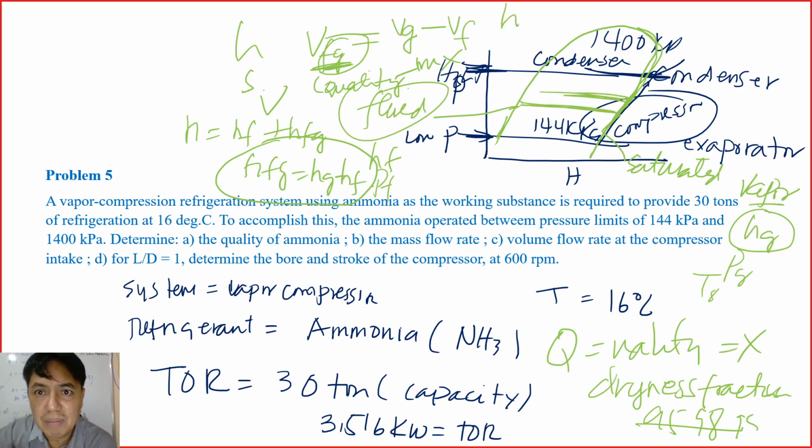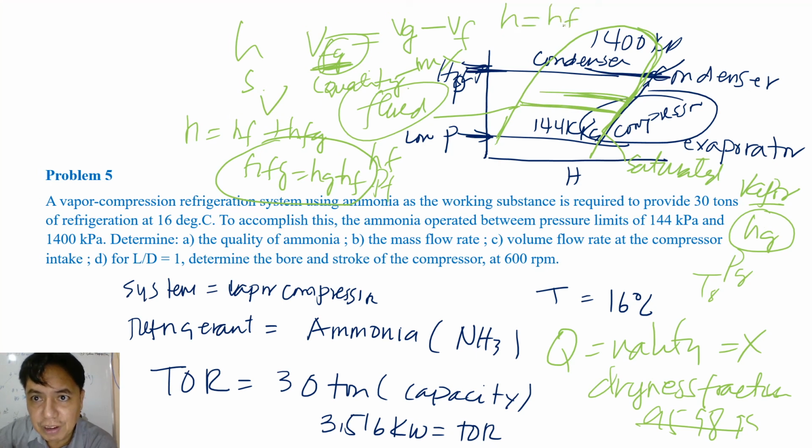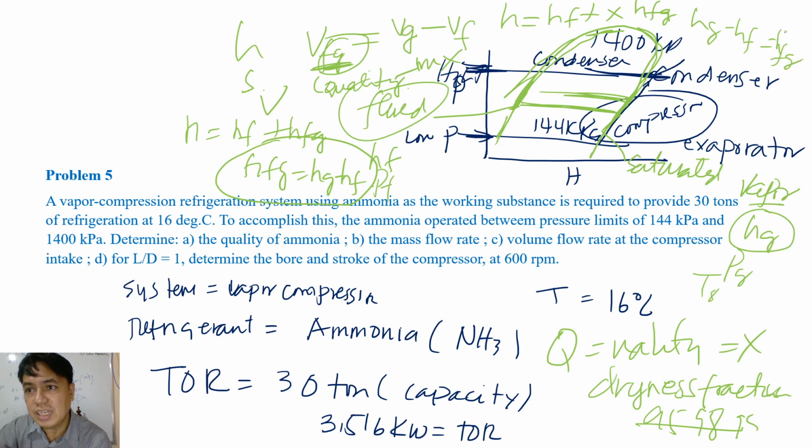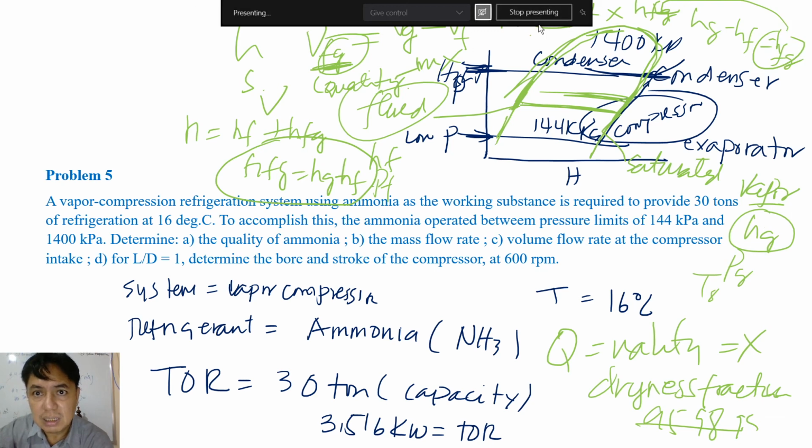Ganon din yung sa H. Halimbawa, kukuha ka ng enthalpy, may given ka ng enthalpy of fluid. Saan yung enthalpy ng fluid? Ito yon, sa may left, saturation point. HF plus X HFG. So yung HG mo minus HF, yun ang HFG. Meron kang HF dito, meron kang HG dito, so makakakuha ka ng HFG. Yun ang dryness fraction, so makukuha mo yung X, di ba?